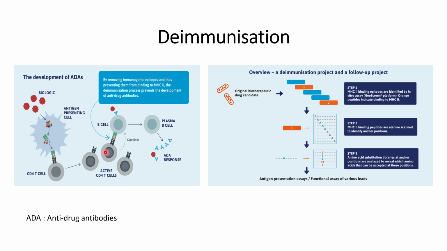When these antigen presenting cells provide these epitopes to the CD4 T cells, the CD4 T cells get activated after receiving two signals. One is through the major histocompatibility complex, and the second is the co-receptor signal. After that, the active CD4 T cells will release cytokines, and that will generate more CD4 T cells, or we can say an adaptive immune response against this non-self epitope.